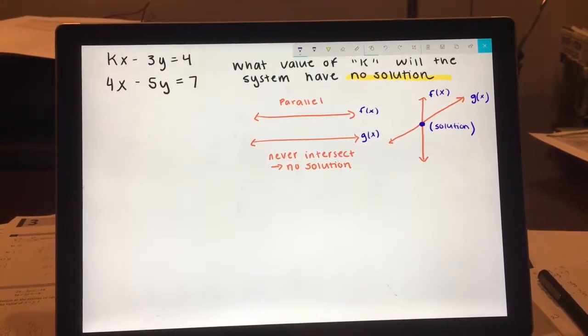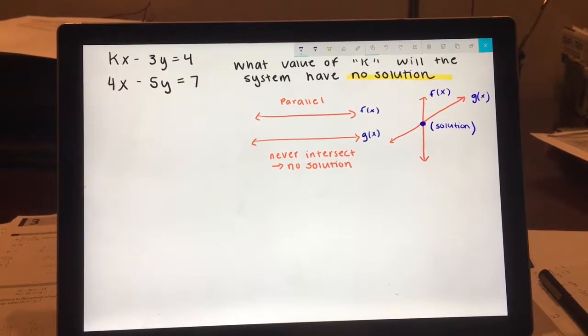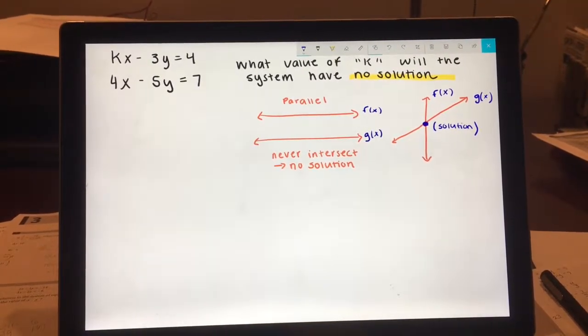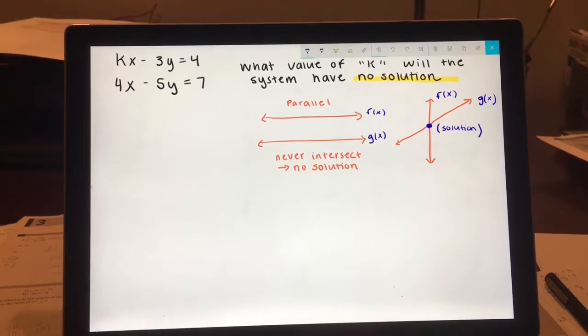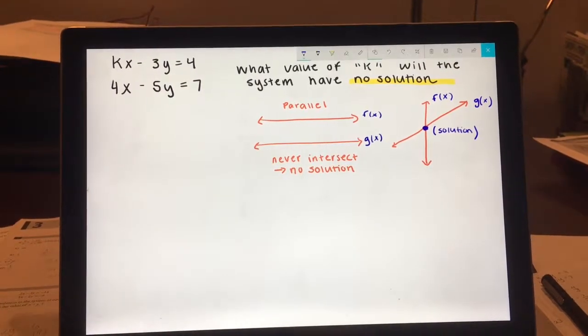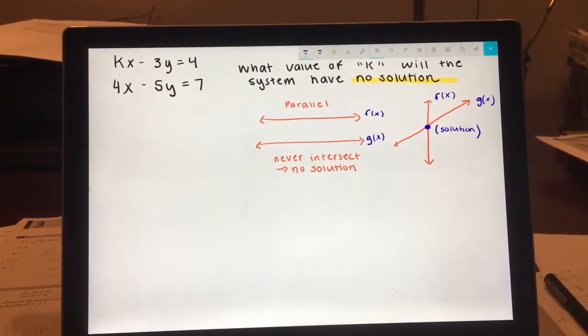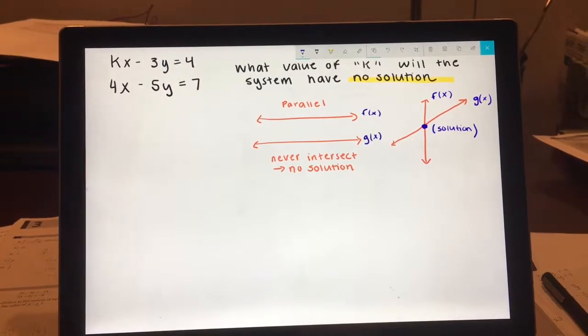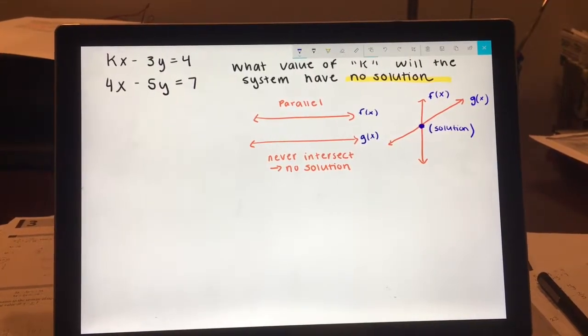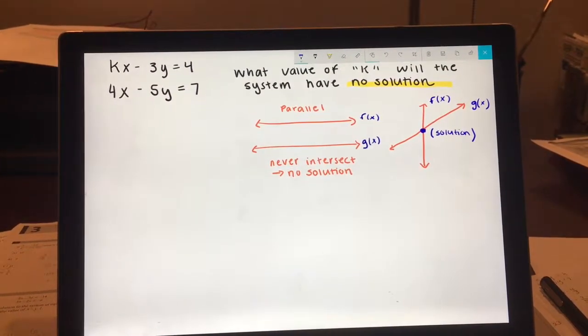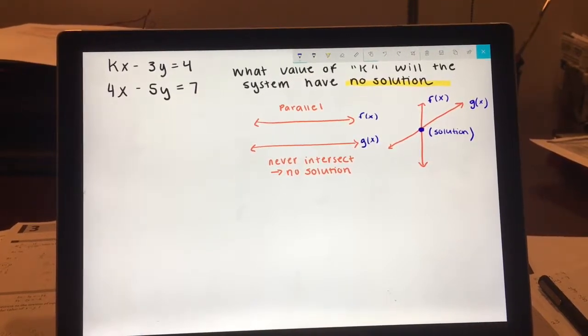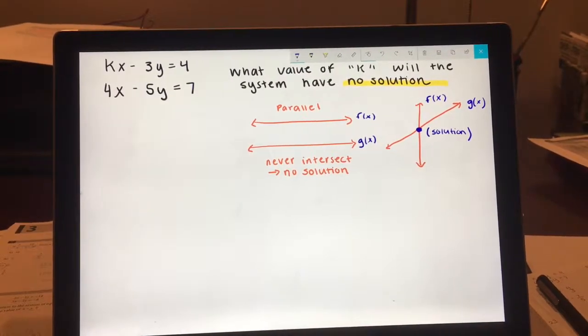We're given a system of equations, kx minus 3y equals 4 and 4x minus 5y equals 7. And k is a constant, and x and y are variables. And it asks what value of k will the system have no solution. So I highlighted no solution because this is really the key to answering this problem.